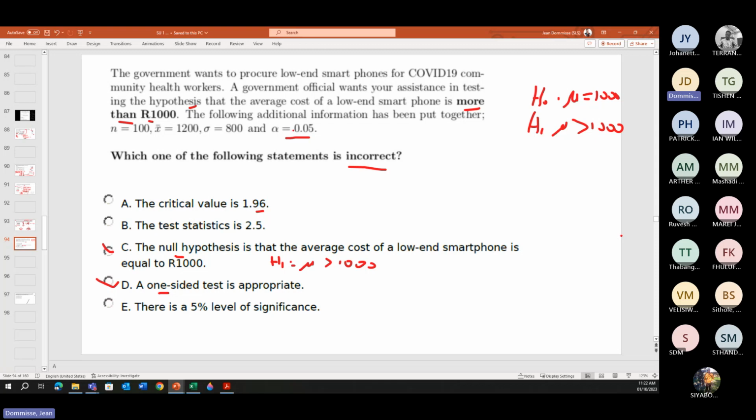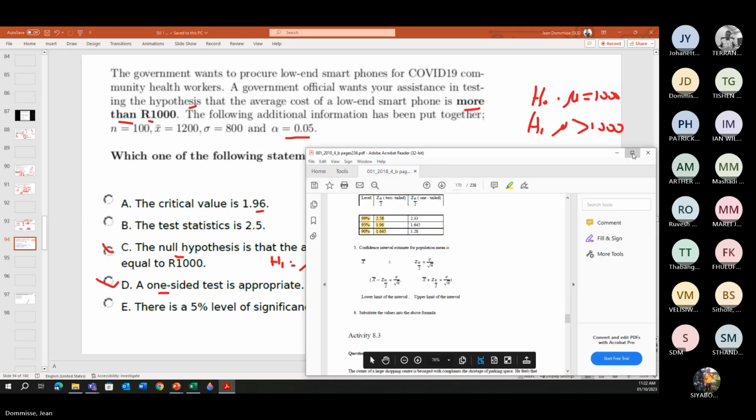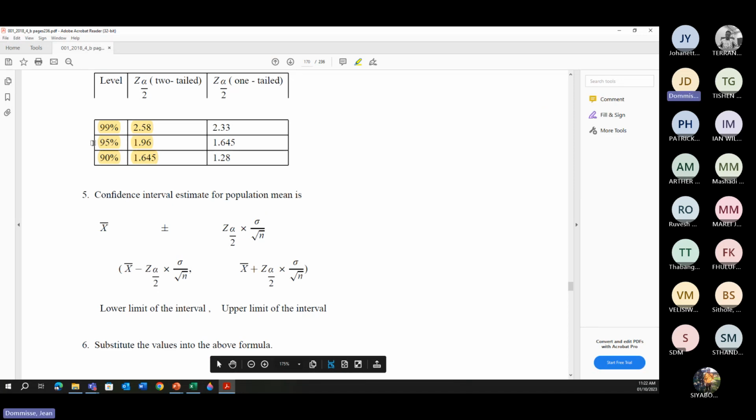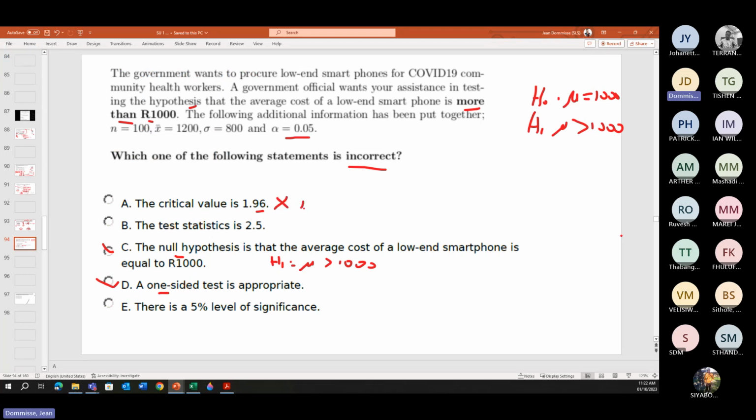Alpha 0,05. Are we working with a one tail or two tail? Okay, so one tail. Perfect. So upper, one tail. So now suddenly it's not 1,96, because that would have been two-tail. It's 1,645. Okay, so that's the one that is incorrect.